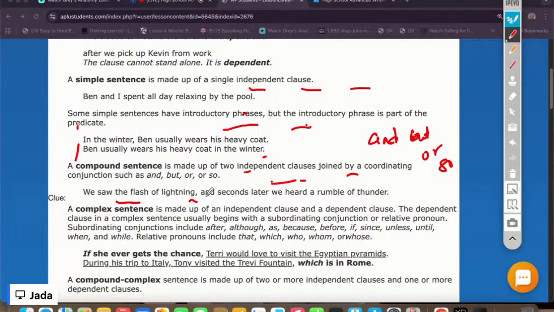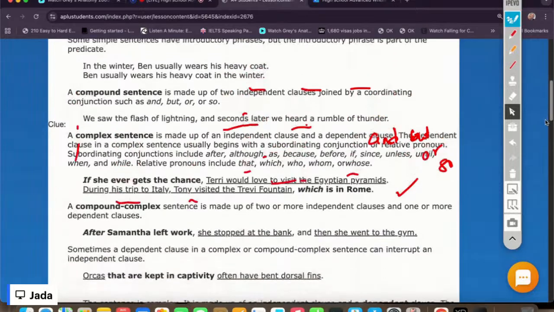Okay, so we saw the flash of lightning, so we have a comma, and seconds later we heard the rumble of thunder. So that's the compound sentence. Okay.